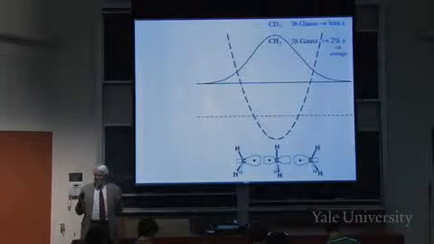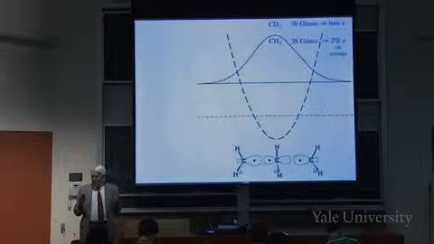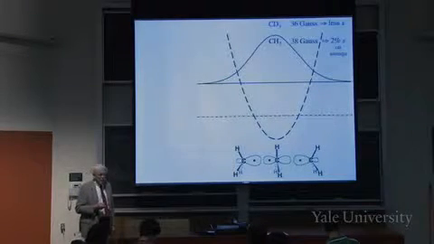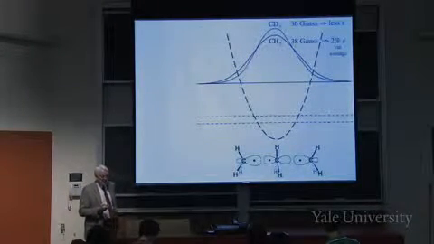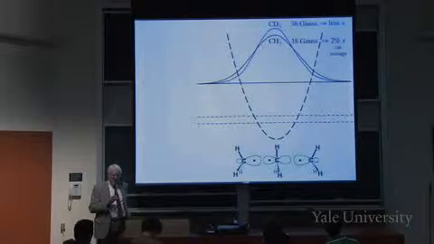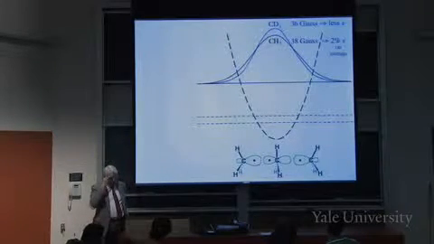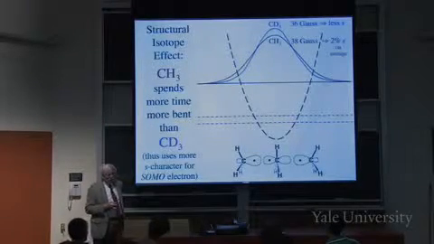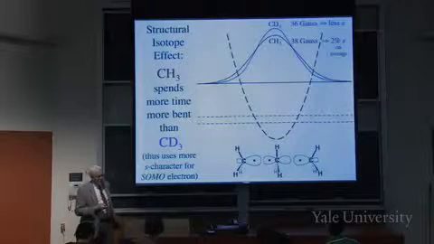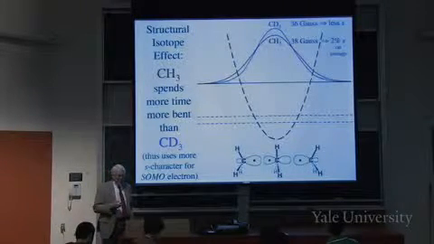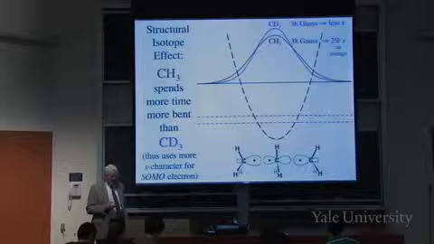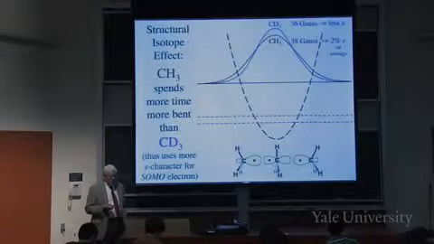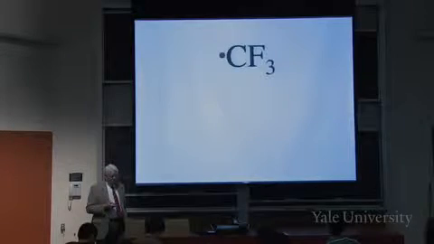It's only when it bends that you get this effect, and it bends less with heavier atoms than with lighter atoms. Wonderful. So again, it confirms what we said. There's what CD3 looks like. It's a little bit narrower and therefore a little bit less of this magnetic interaction. So this is a structural isotope effect. CH3 spends more time more bent than CD3, and thus uses more S character and thus gives a bigger magnetic interaction. Okay, so again, we've confirmed what we predicted.